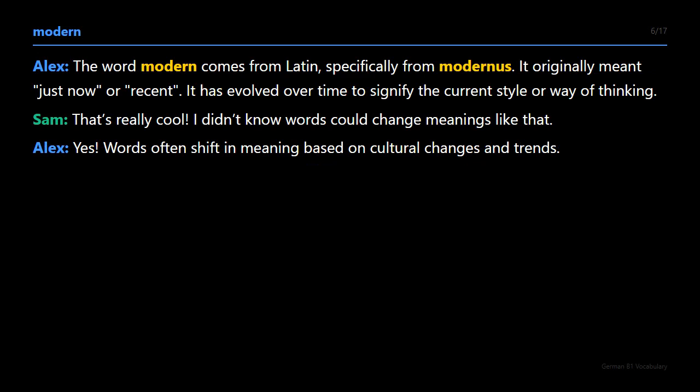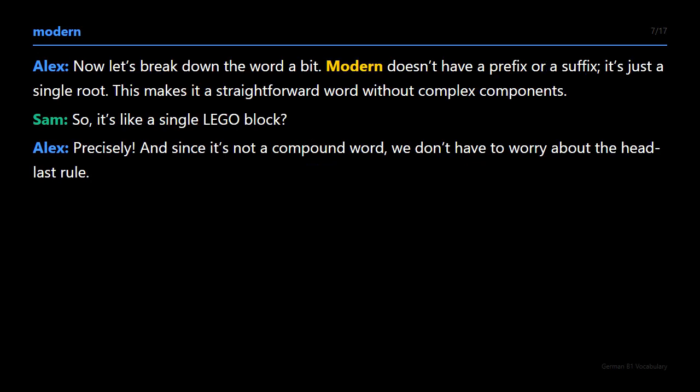Now let's break down the word a bit. Modern doesn't have a prefix or a suffix, it's just a single root. This makes it a straightforward word without complex components. So, it's like a single Lego block. Precisely. And since it's not a compound word, we don't have to worry about the headlast rule.